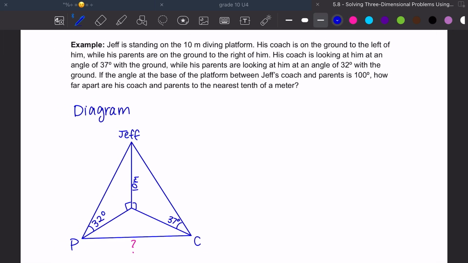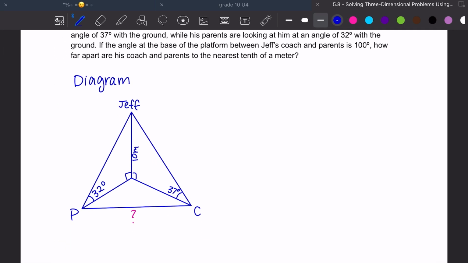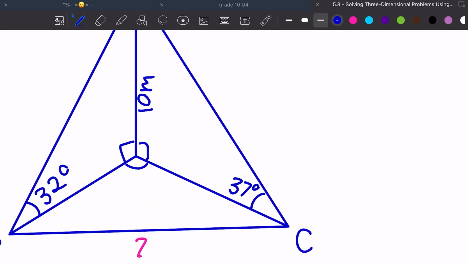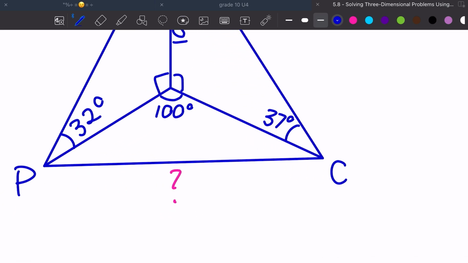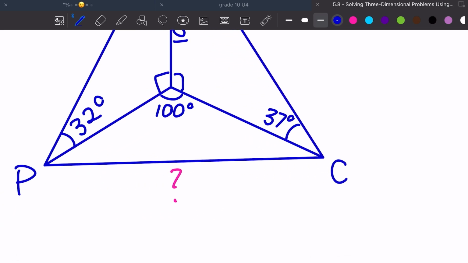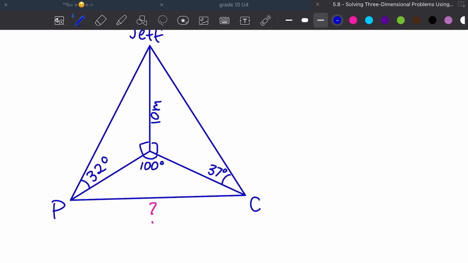So someone walk me through. What was the first thing that you did? Oh, and we said that the angle between them is 100. What's the first thing? Yeah, Ryan? Yes, you can use the washroom. Does somebody else want to tell me the first thing that they did? What did you do?